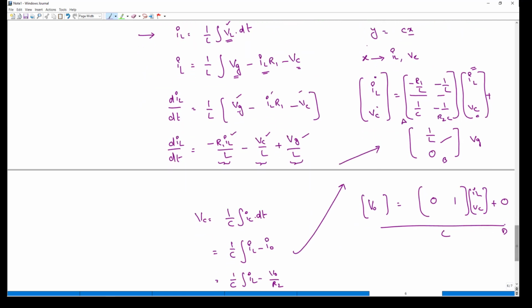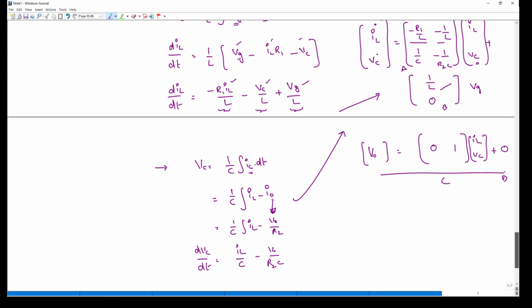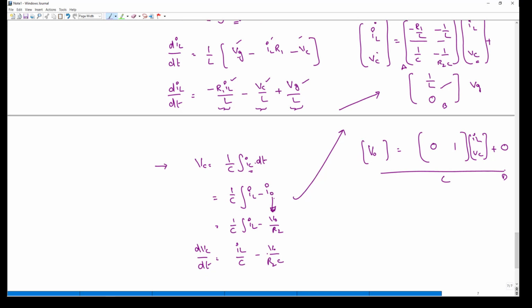Now there is the second thing, the capacitor equation. Vc is equal to 1 by C integral I dt. Ic is equal to IL minus I0, where I0 is not a known parameter to us, so let us bring the unknown to a known value, V0 by R2. Vc is equal to 1 by C integral of IL minus V0 by R2, and we need to differentiate. dVc by dt is equal to IL by C minus V0 by R2 into C. So put that value of IL and C here. There is no term related to the input, so I am making it 0.